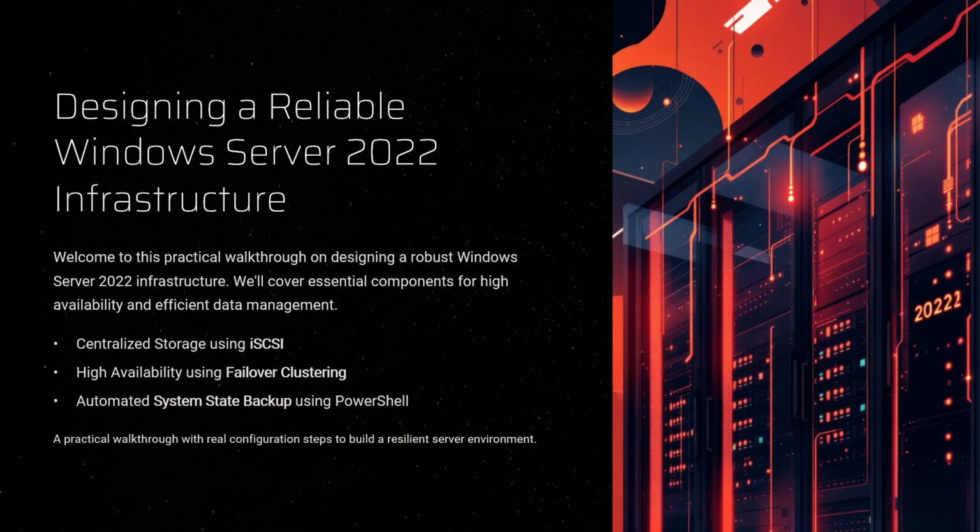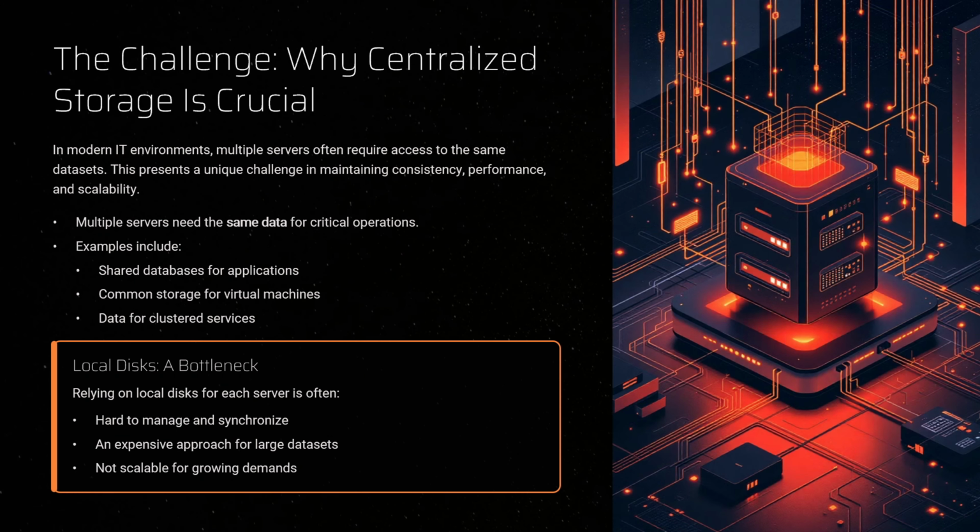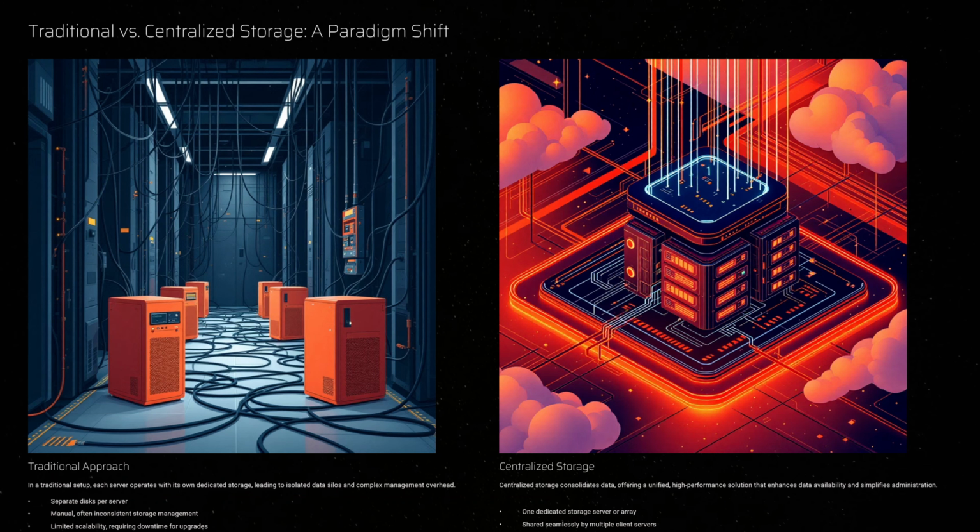Let's begin with centralized storage using iSCSI. In many organizations, multiple servers need access to the same storage. For example, databases, shared applications, or clustered services. Instead of installing physical disks on every server, companies use a centralized storage system. This makes storage easier to manage, scalable, and cost-effective.